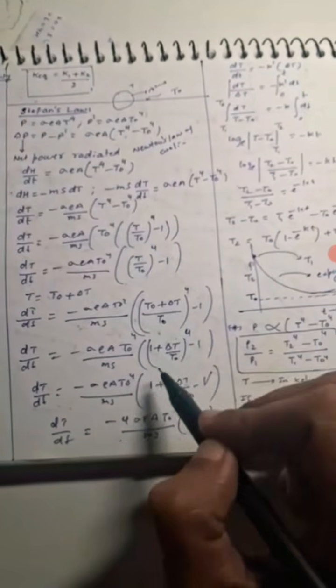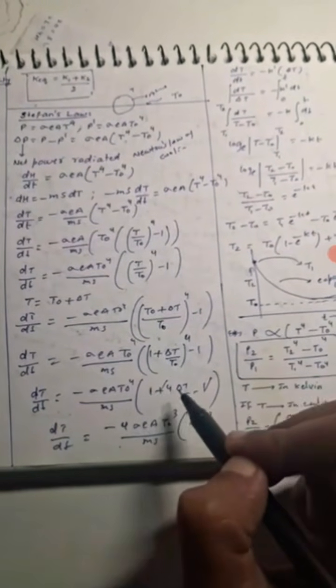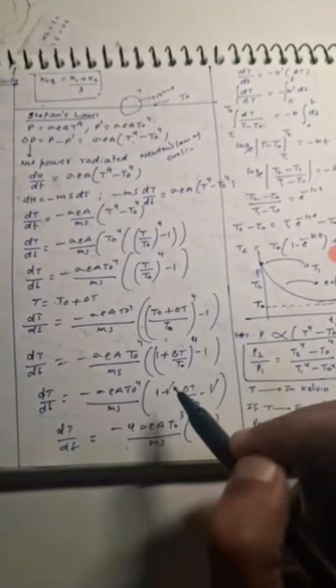Using binomial, we can expand it like 1 plus nx. So that will be 1 plus 4 delta T by T naught, minus 1. We subtract it out and finally we get this thing. Now we get this as minus k delta T. This is the Newton's law that rate of cooling is proportional to the temperature difference.